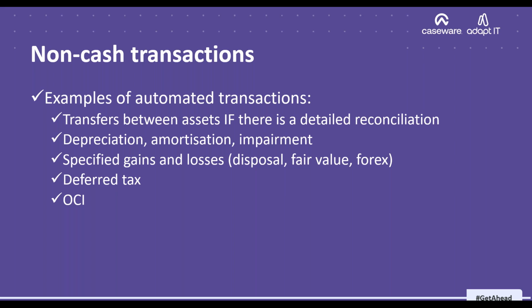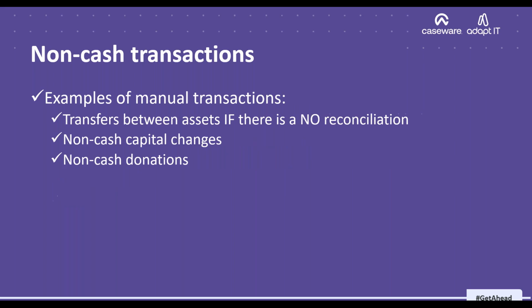All right, then deferred tax. The movements on your deferred tax, if you've mapped them correctly, are also going to automate in the non-cash transactions, as are your other comprehensive income movements. So really a lot of it is automated. Now the types of manual transactions, where you would have to apply your mind. I've already mentioned assets where there wasn't a reconciliation and there was a transfer to or from the asset class; then you would have to put that in manually.